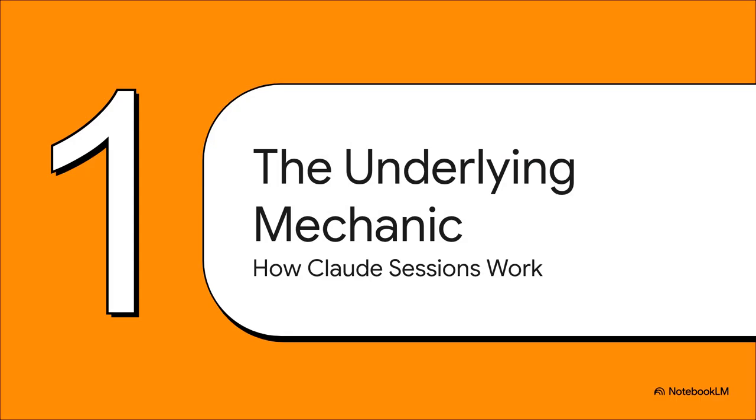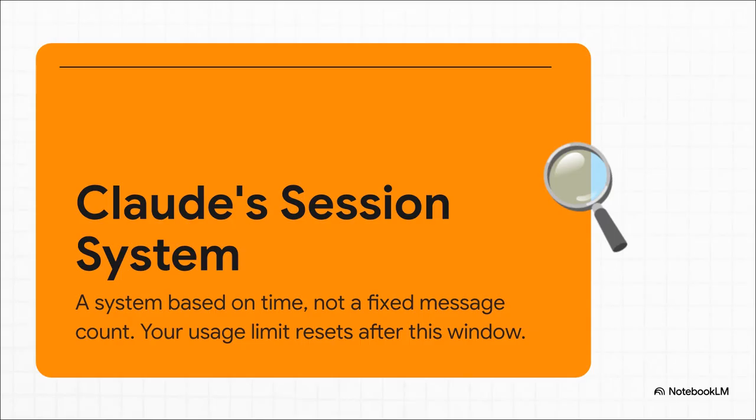To unlock this trick, we first have to get under the hood and understand the system itself. See, once you know how Claude actually calculates its usage limits, which, by the way, is totally different from most other AIs out there, you can start using that system to your advantage. So here's the core concept you need to grasp. Unlike other tools that might give you a fixed number of messages per day, Claude uses a session-based system. This means it's not really about how many messages you send in a day, but when you send them, inside a specific rolling window of time.